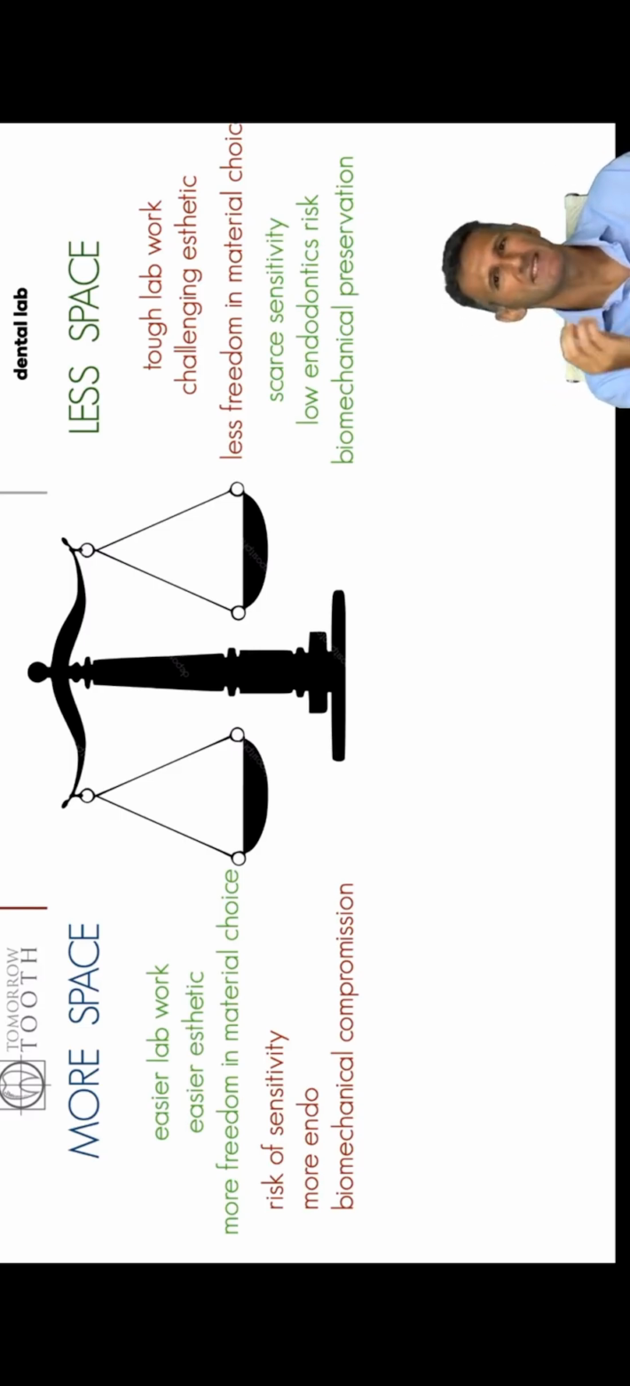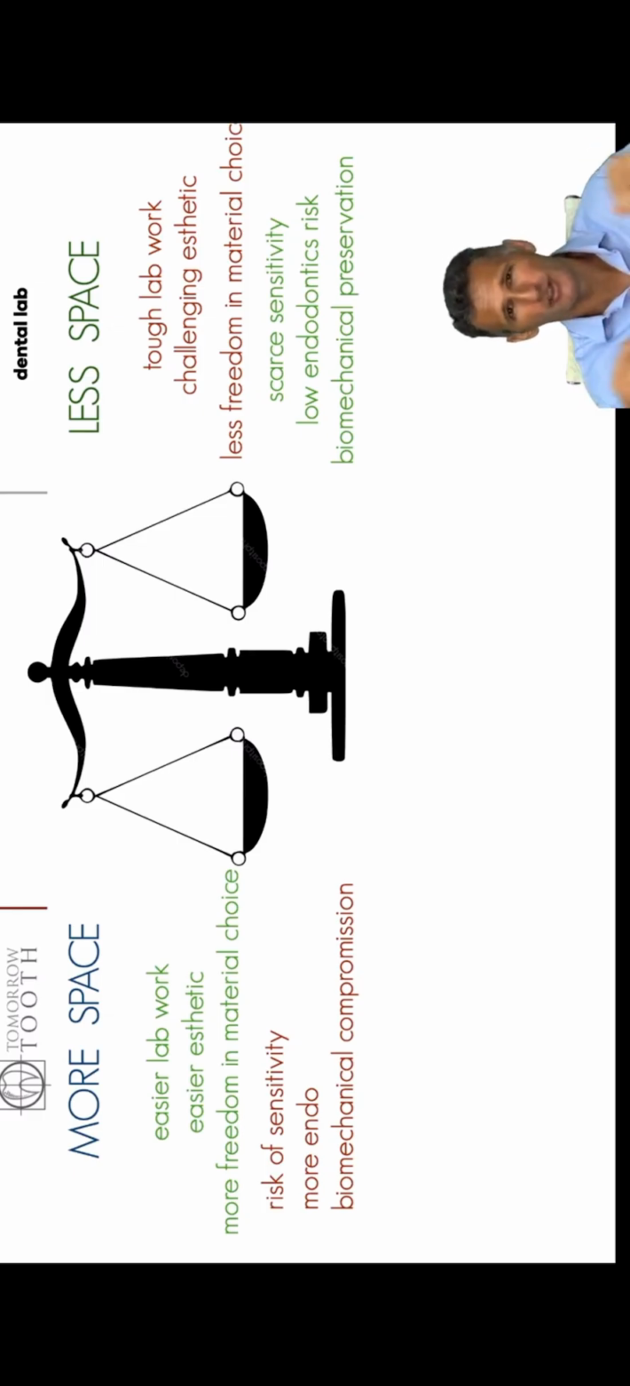Of course, we have advantages and disadvantages with each of these options. If we have more space, like it happens in many cases when we work with edgeless preparations, we have an easier lab work because the lab has more room for everything, okay? For the frame, for ceramic, even for the thickness of material so that it is stiffer, stronger, okay? To obtain an easier aesthetic, a good aesthetic is easier, okay? Because of course the technician has more space.